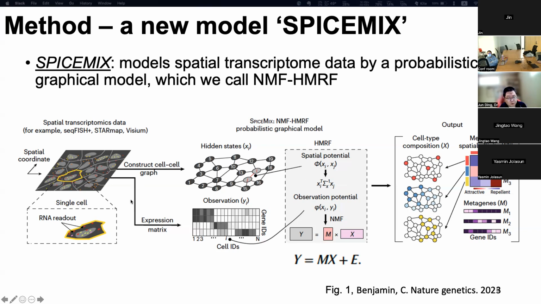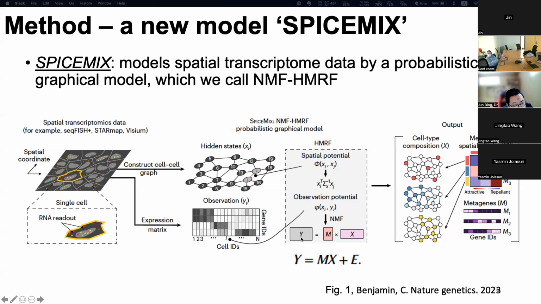And here, the hidden state X matrix, the hidden mixture weight X, the metagene spatial affinity sigma inverse X, and the K metagenes M are all inferred by SpiceMix, and they provide unique insight into the spatially variable features that help identify each cell. So the Y here is the observations, right?